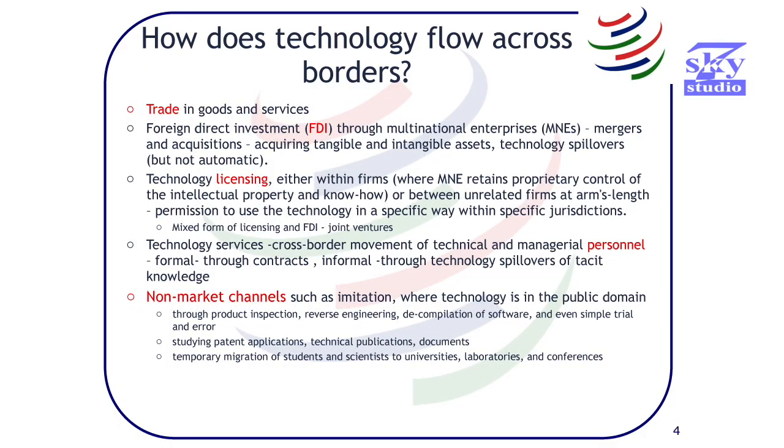So how does technology flow across borders? Obviously, I'm from the World Trade Organization, so the first point we're going to put on these slides is trade in goods and services. As I said, technology transfer can actually happen very informally, so the mere fact of trading in goods and services can make your businesses know about a certain technology, the fact that it's available, and potentially even be able to copy that technology.